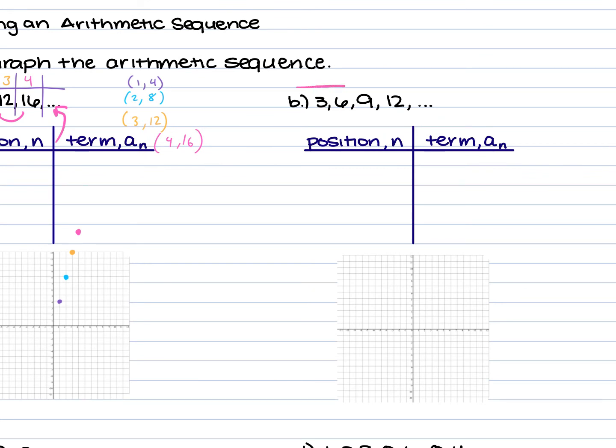So I can make my chart up here with my x's and my y's. So the position is the x, the term is the y. What is my first term? So if my position is 1, what's the term? 3. Perfect. What's my second number? 6. What's the third number? And what's the fourth number? 12. Awesome. So these are our points.